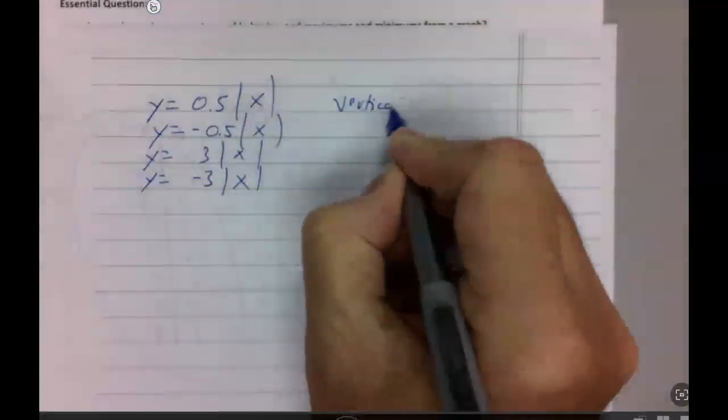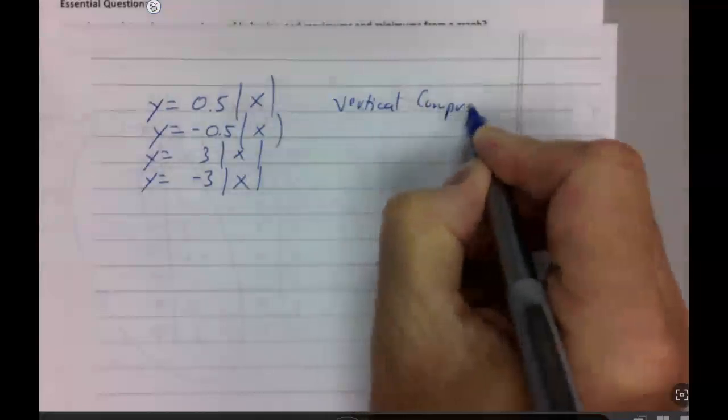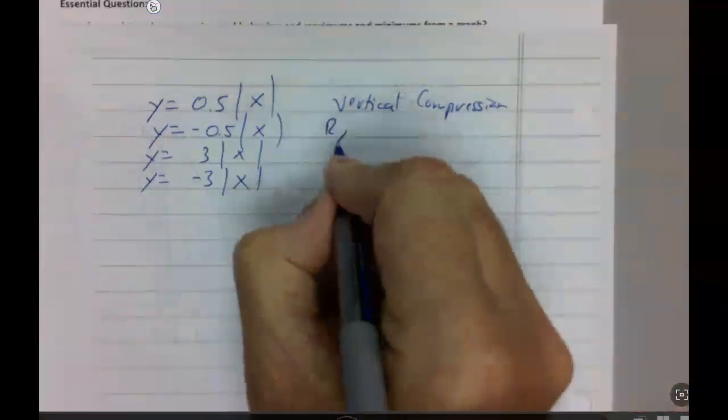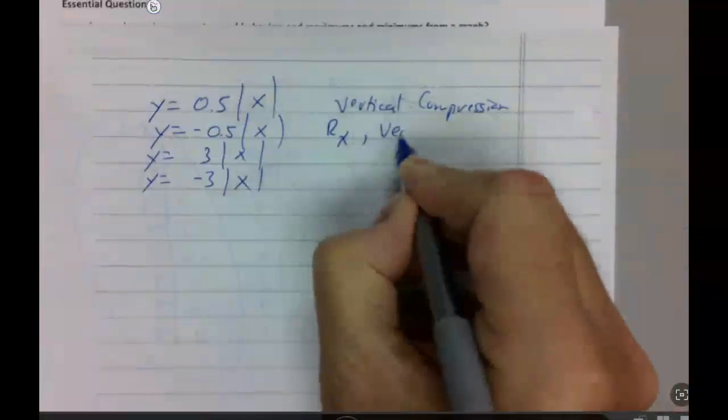Okay, this one here, it's a vertical compression. Correct? Yes or no? This one here is reflected across the X and a vertical compression.